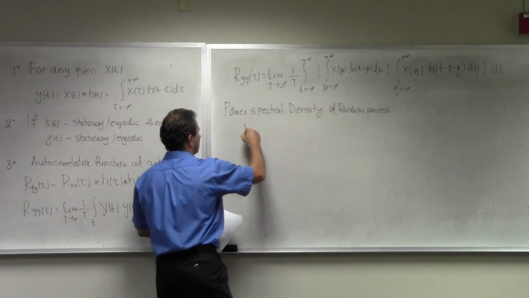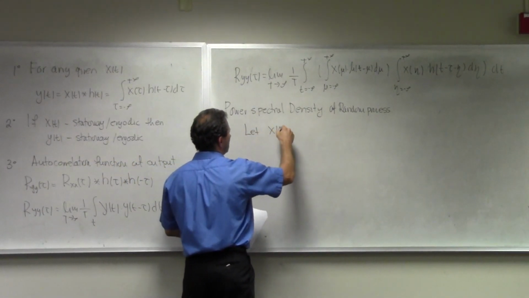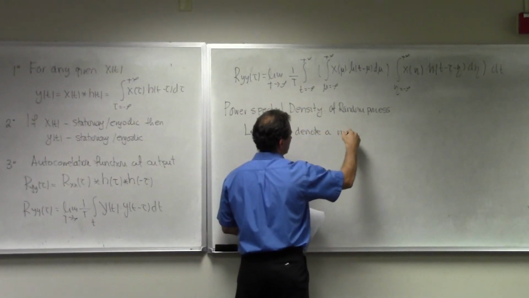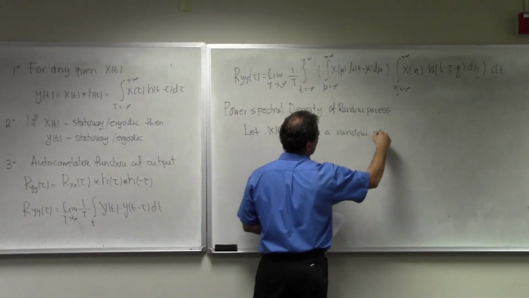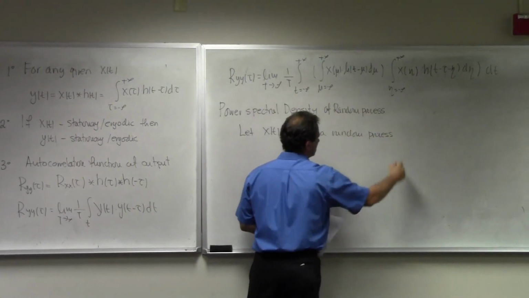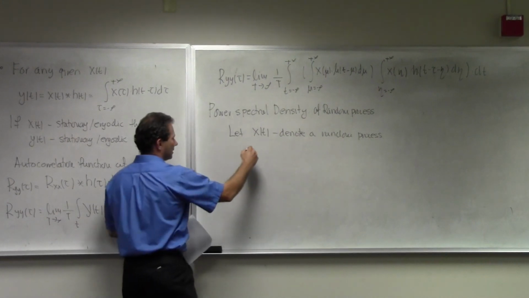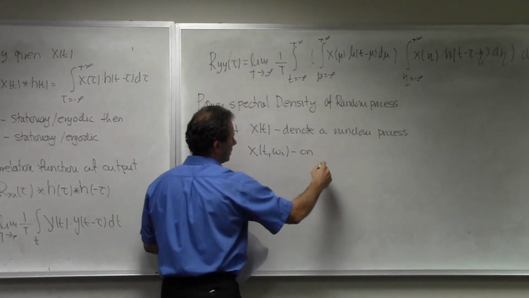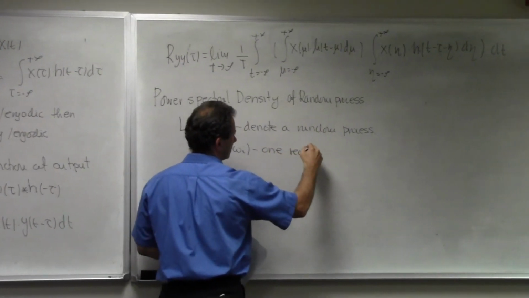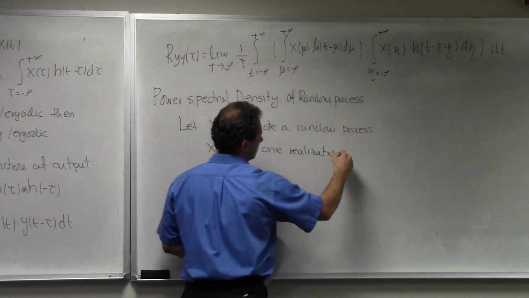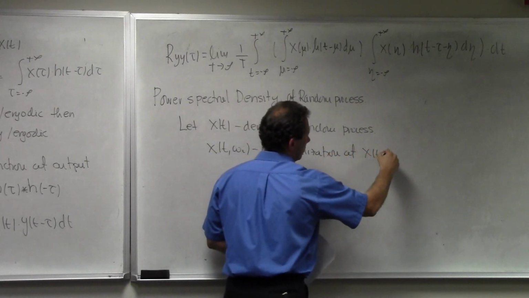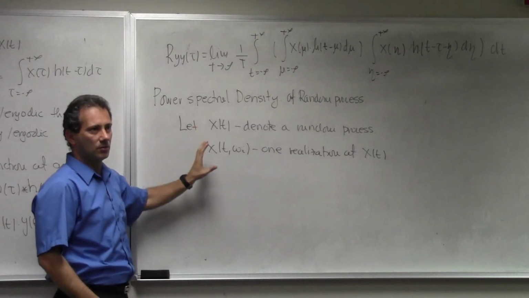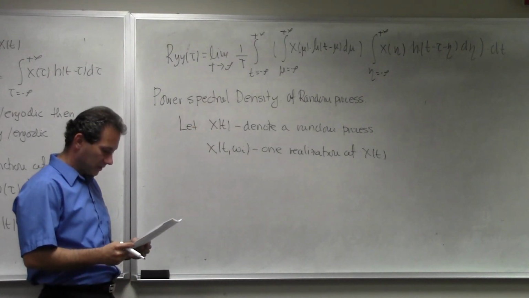So let x of t denote a random process. This is our speech signal. And let x of t, omega i be one particular realization of x of t. So again, what are these? This is a speech signal. This is 6 o'clock news. Right? So one particular realization of this speech signal.